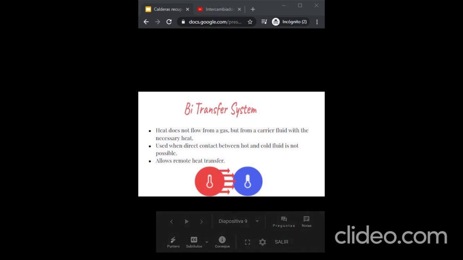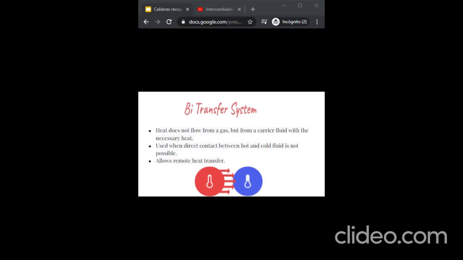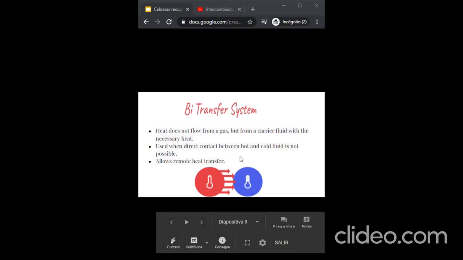In this part, I'm going to talk about the indirect-transfer heat exchanger. This heat exchanger doesn't transmit heat through a gas but uses a carrier fluid with the necessary energy to heat the other fluid. It is used when direct contact between the two fluids is not possible, so it's necessary to use pipes so the fluids don't mix. This exchanger allows heat transfer over long distances.